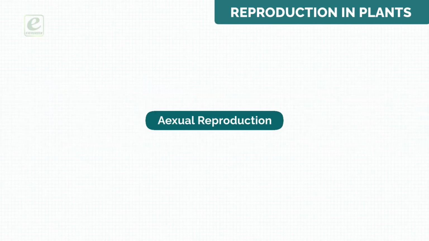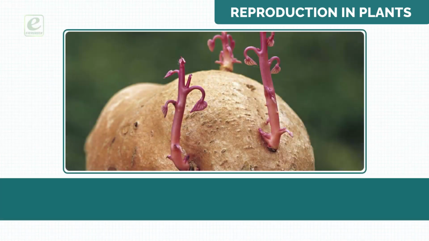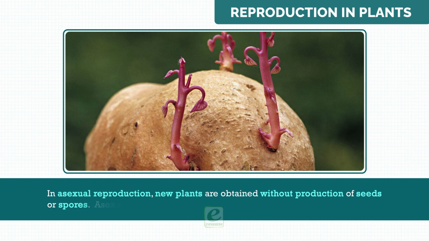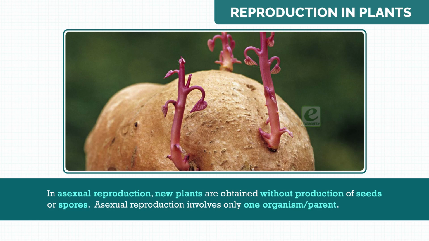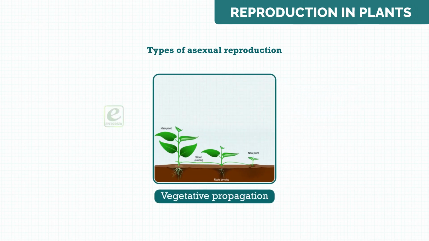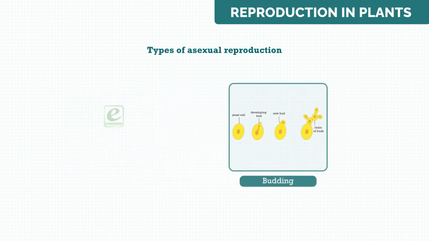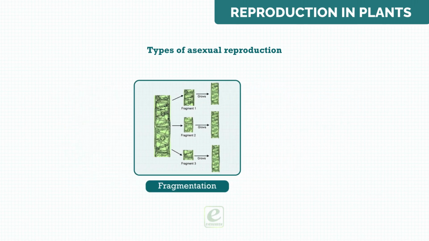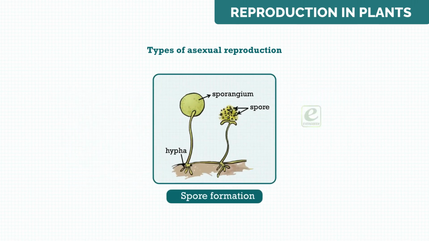Asexual reproduction. In asexual reproduction, new plants are obtained without production of seeds or spores. Asexual reproduction involves only one organism or parent. Types of asexual reproduction: vegetative propagation, budding, fragmentation, spore formation.